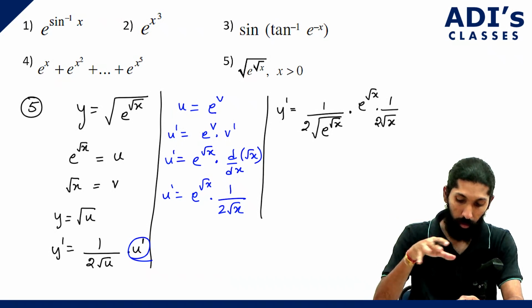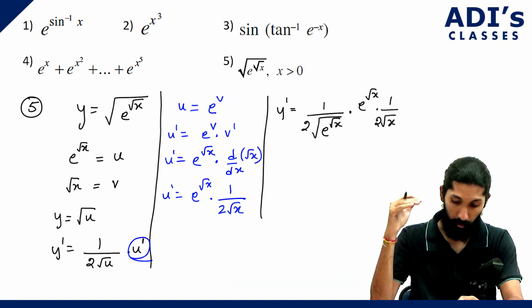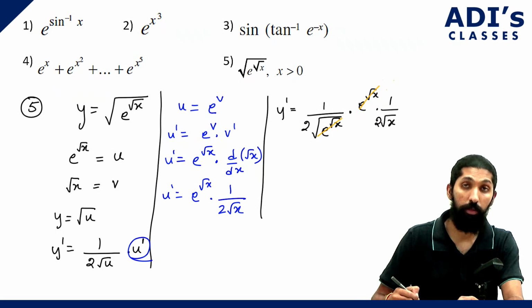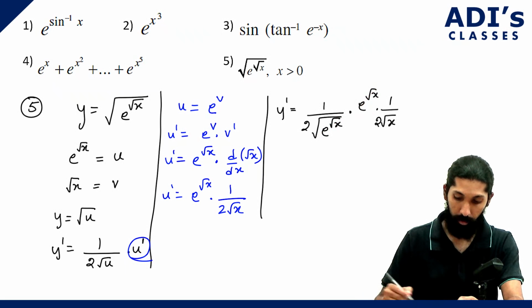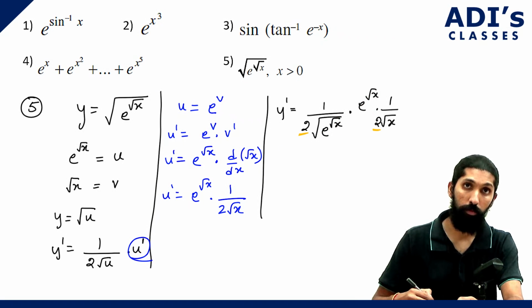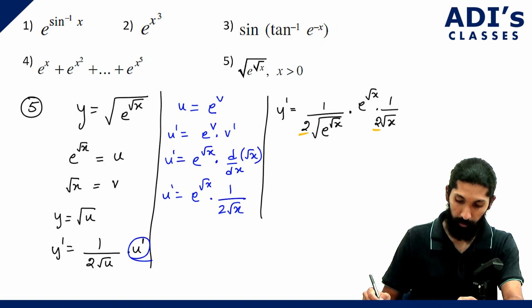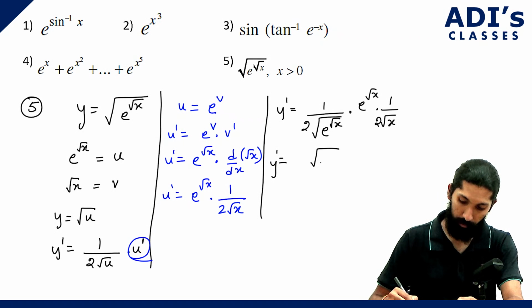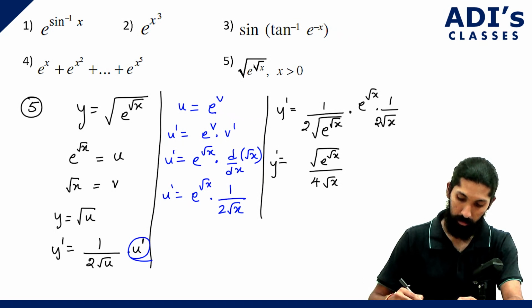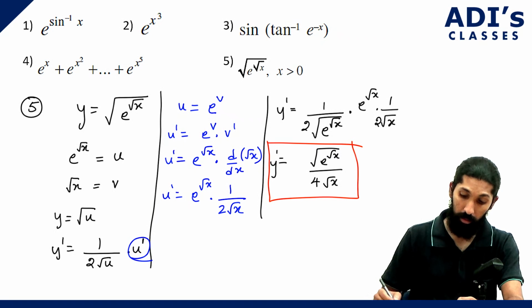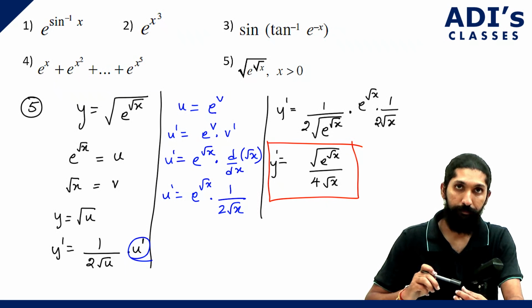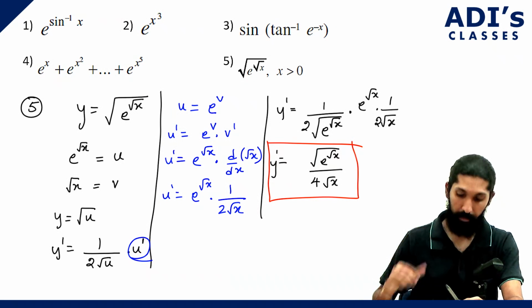Now you can further simplify this. To be honest with you, we can do a lot of simplification here. All right, so what simplification we can do is we can actually cancel this one and this one, put the root above. The 2 and 2 you can multiply and write it as 4. So if you do the simplification, then we can write y dash will be root of e power root x divided by 4 root x. So this is going to be the answer. The final answer, what you can write, is going to be this. Fair enough? The answer for the fifth one is this particular one.